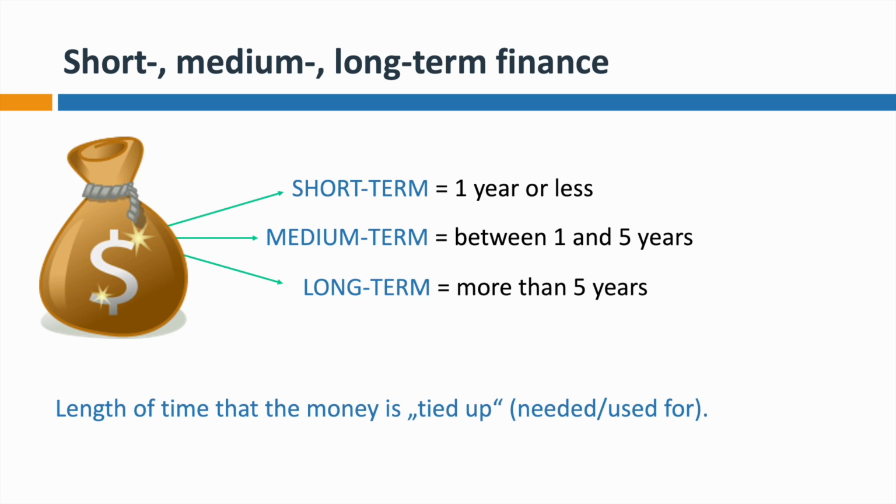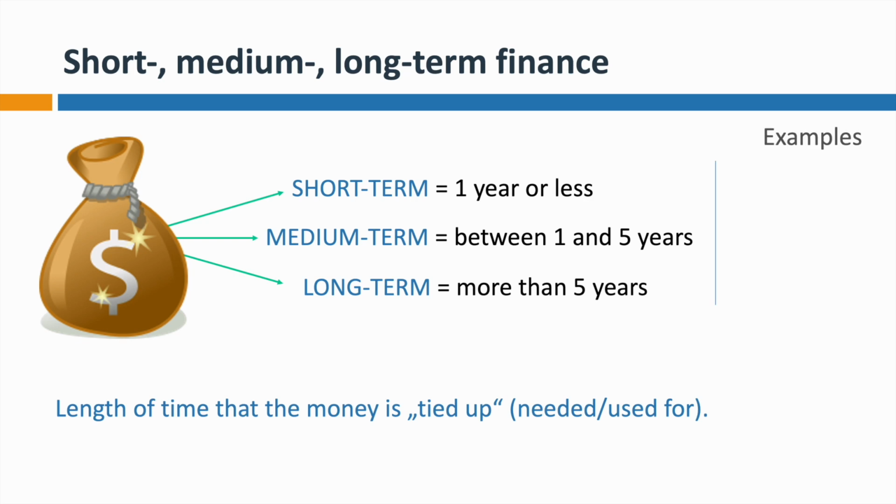It's basically when I'm saying that we're going to use the money for a certain period of time, this means that the money is going to be tied up in either a certain asset or the raw materials or whatever thing that we're spending the money on for that period of time.